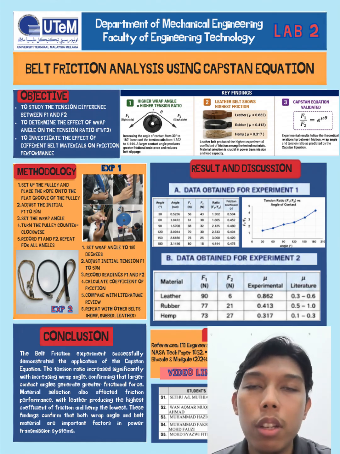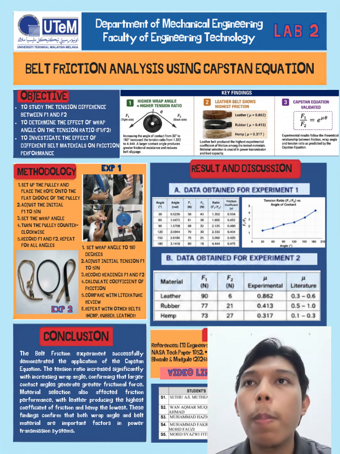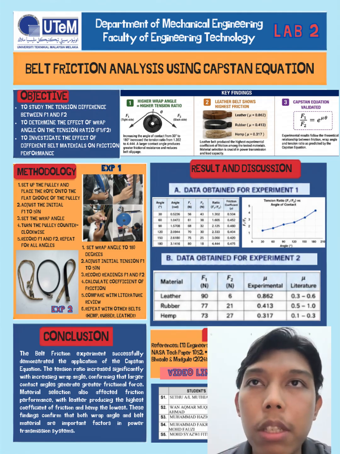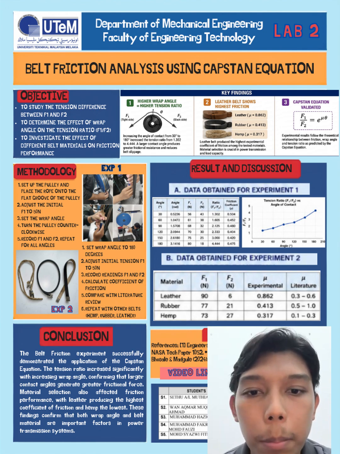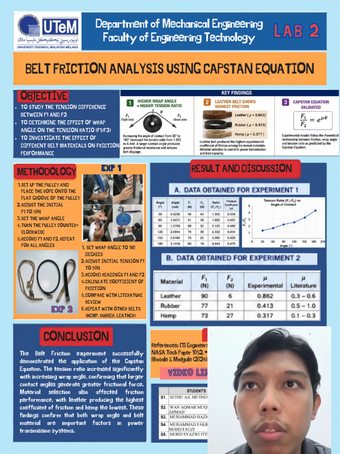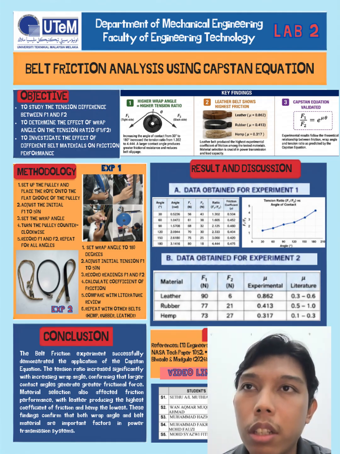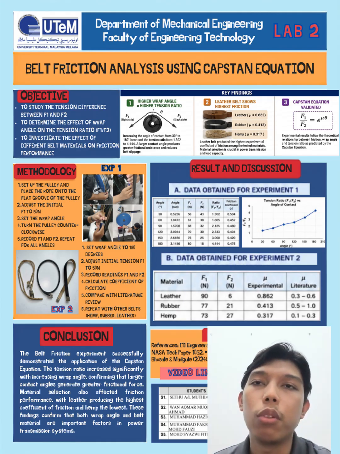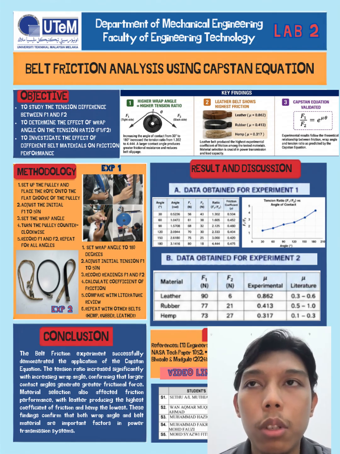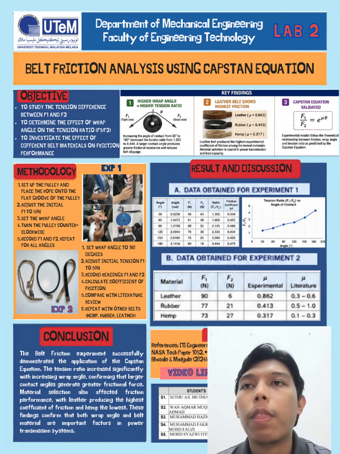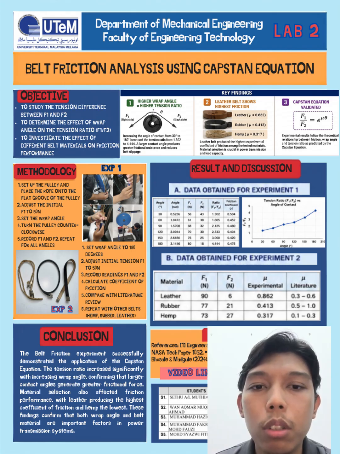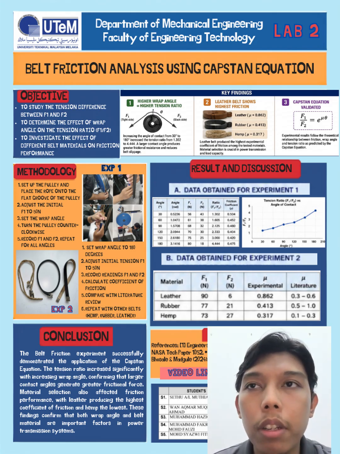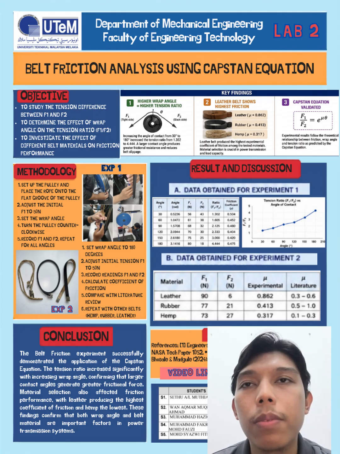B1324-10224. So I will explain about methodology. There are two experiments. First experiment is we set up the pulley and place the rope onto the flat groove of the pulley. Then we adjust the initial F1 to 50 Newton. After that we set the rope angle, then turn the pulley counterclockwise. After we turn the pulley, we record the F1 and F2 readings. Then repeat for all angles.